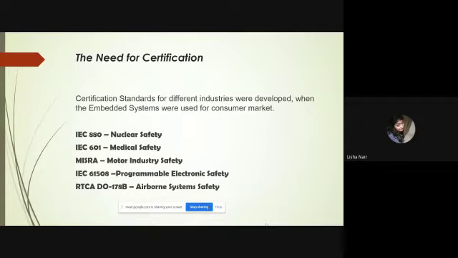What you see in the metro, many of the things are automated. Right now in the metro, doors open automatically. Everything is done by programmable electronics, and we followed the IEC 61508 standard to develop those systems. Then we have RTCA DO-178B, which is for airborne system safety, especially for avionics.